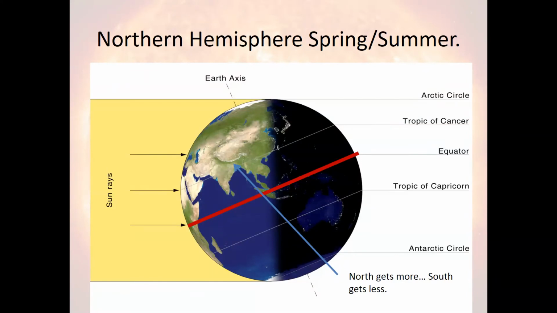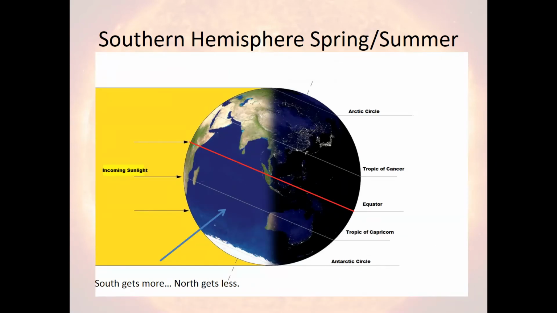So here's how the northern hemisphere looks right around the summer solstice. In this time, the sun's over here, and the most direct sunlight is occurring over the Tropic of Cancer. Now, 6 months later, when the Earth is on the other side of its orbit, it looks like this. In this case, the sun is directly overhead on the Tropic of Capricorn.